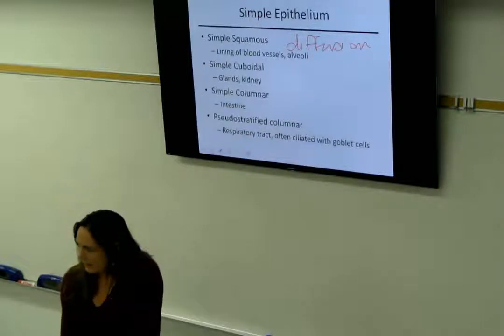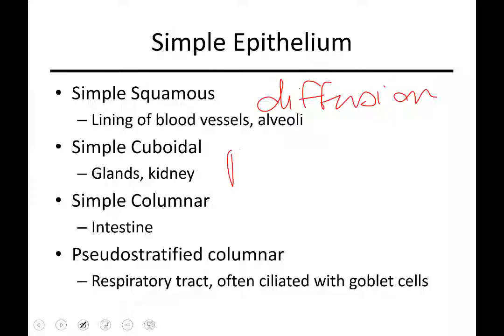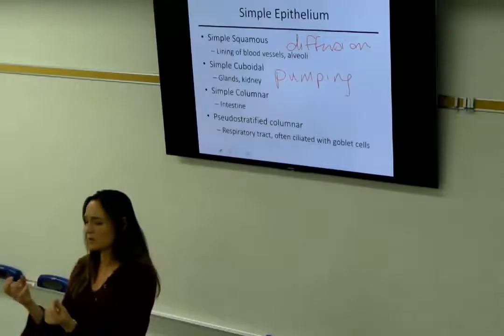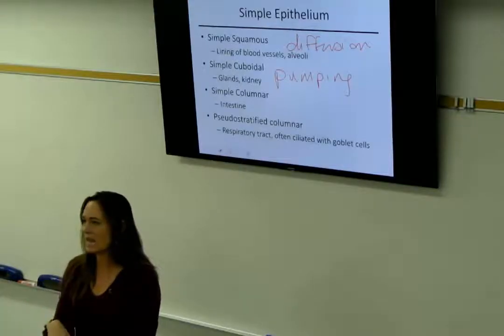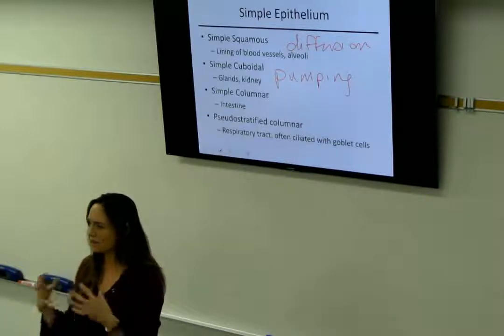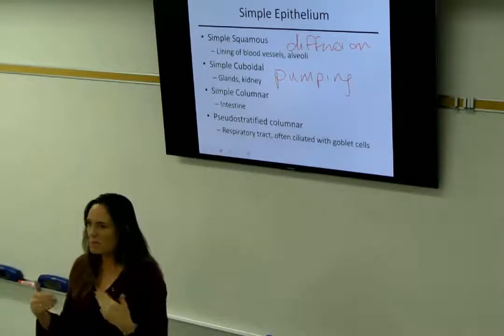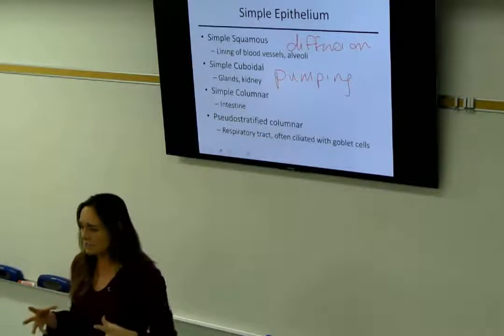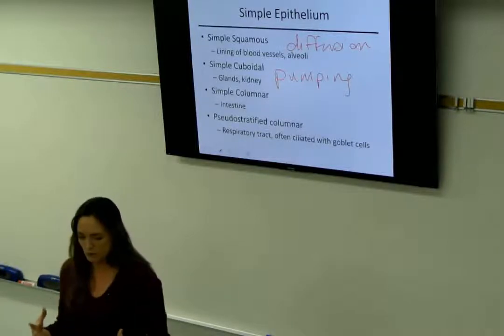Cuboidal, it's in the glands, the kidney tubules. So you really see it, its job is pumping. It's really moving stuff from one side to another. You're going to either make sweat, or in the case of a kidney, you're going to say, I need to pump this into the waste, or you're just moving stuff around. So it's got to be thicker because it's got more work to do. It's got to have more space in the cell to get done what it's supposed to do.